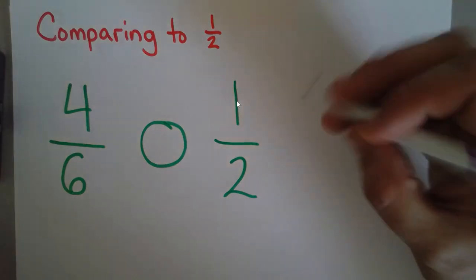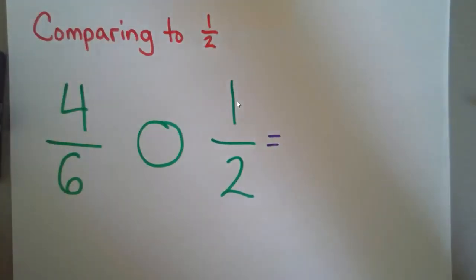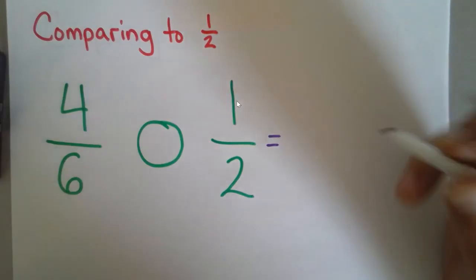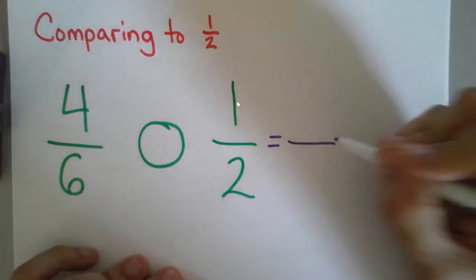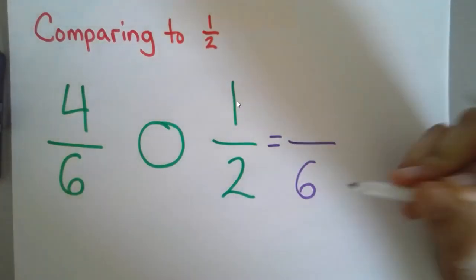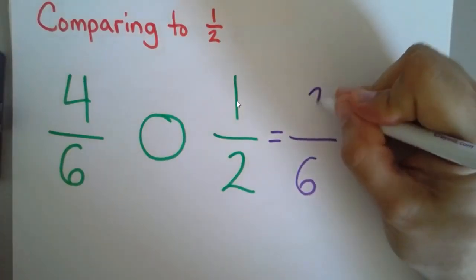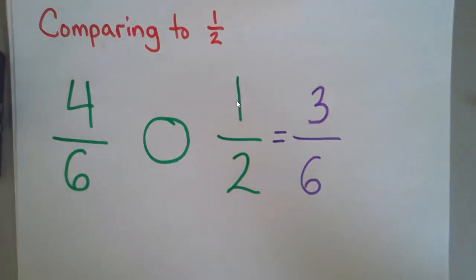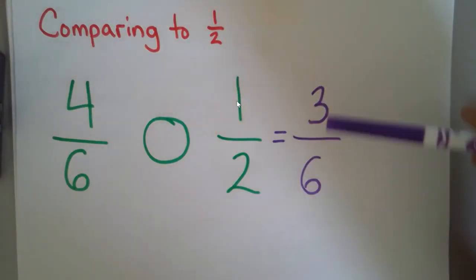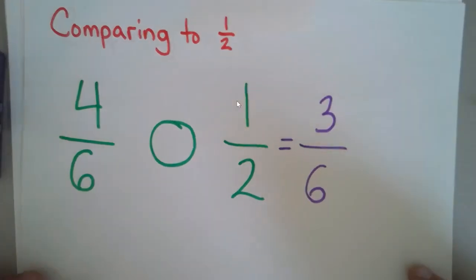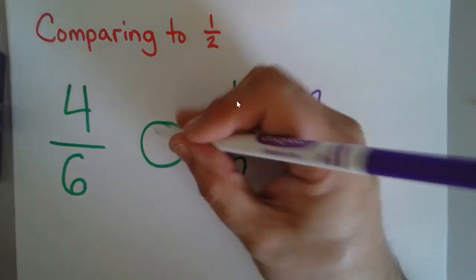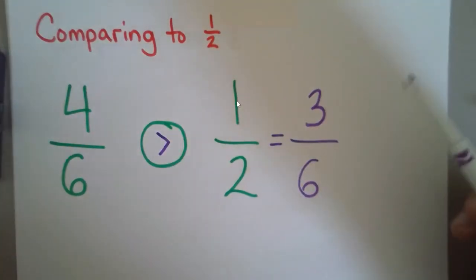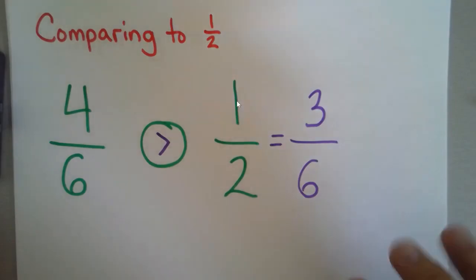All right, so let's take a look. I need a fraction that's equivalent to 1/2 with a denominator of 6, because that's what I'm working with here. I'm trying to compare it to sixths. I just know 3/6 is an equivalent fraction. I also know that 3 is half of 6. I know that 2 times 3 equals 6, so 1 times 3 equals 3. Well, if I compare the two, 4/6 is definitely greater than 3/6. So 4/6 is greater than 1/2.